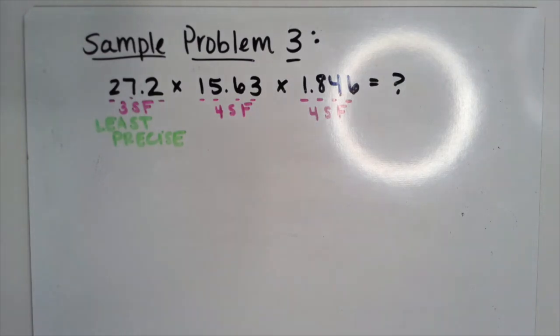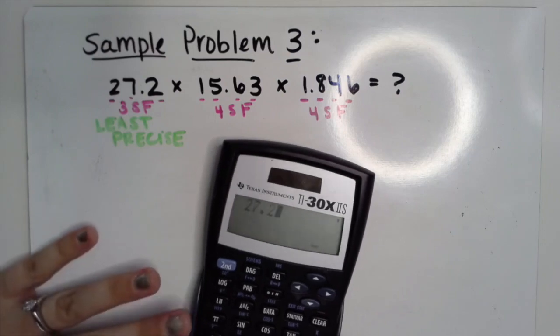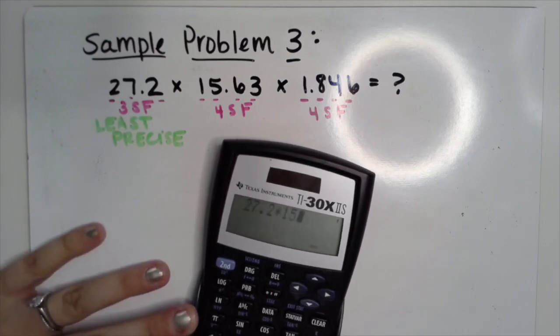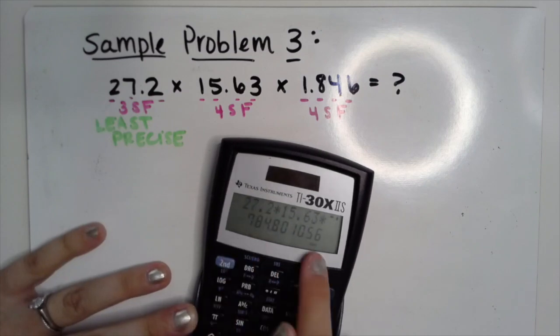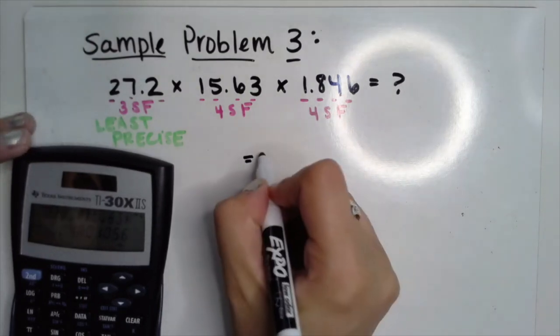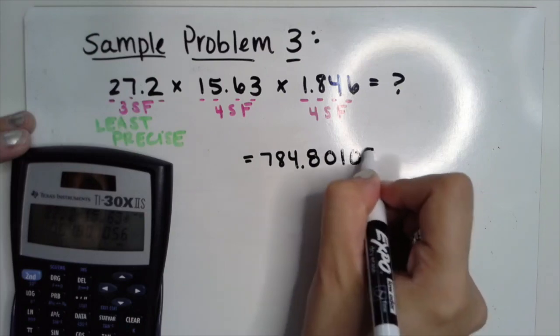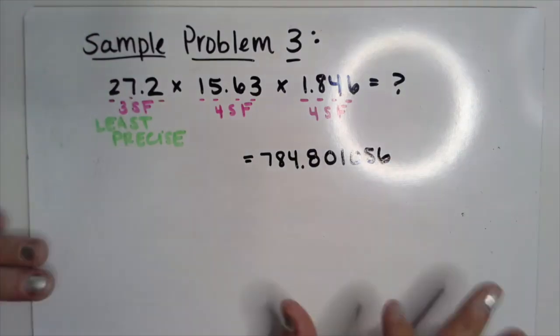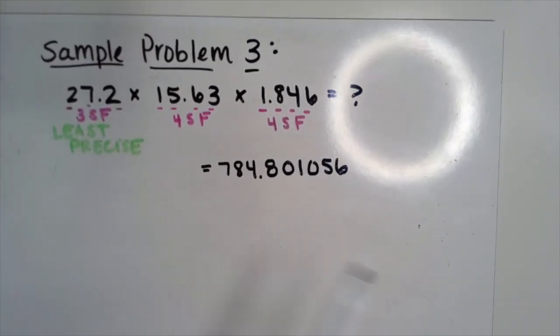Let's just go ahead and perform this operation. 27.2 times 15.63 times 1.846. Calculator gives us this ridiculous answer. I'm just going to copy this down. So that equals 784.801056. If you write this number down, I start to get very anxious. So please round to your significant figures. It makes both yours and my life a lot easier.